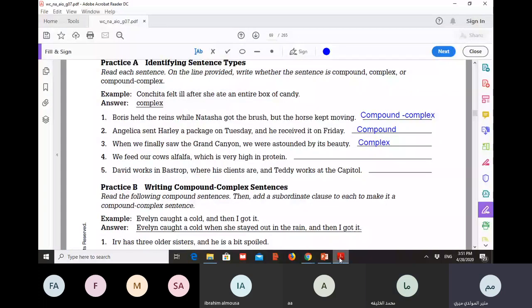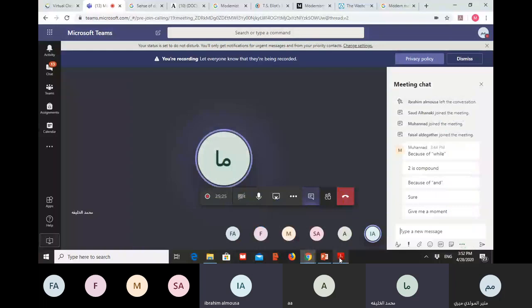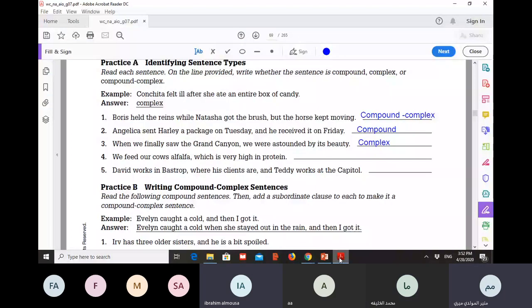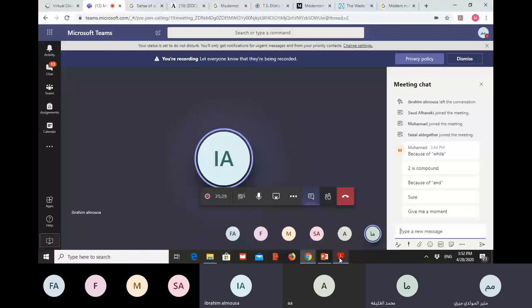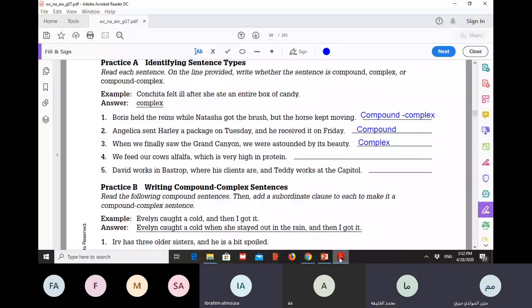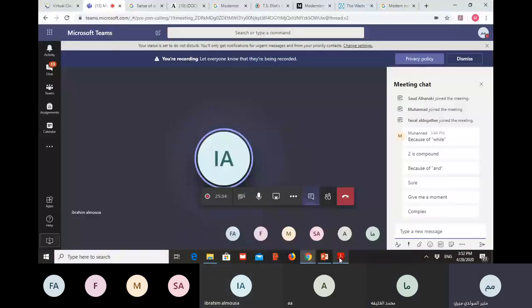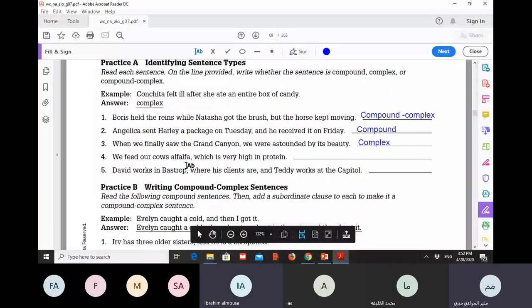So here is the sentence. "We feed our cows alfalfa, which is very high in protein." Teacher, I think it's also complex. That's right, complex, because here we have "which," a subordinating conjunction. So it is complex.